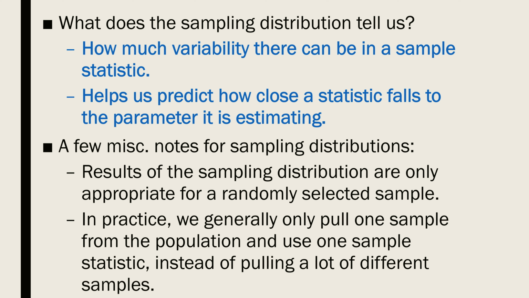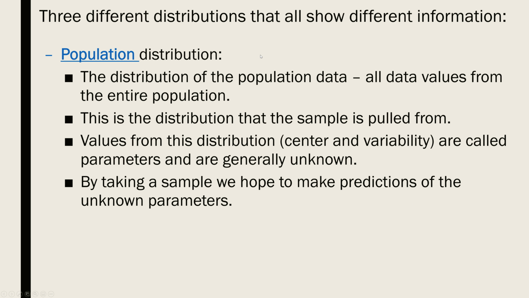Here are some useful notes on sampling distributions. Results of the sampling distribution are only appropriate for a randomly selected sample. In practice, we generally only pull one sample from the population and use one sample statistic instead of pulling a lot of different samples. Up to this point, we have learned 3 different distributions that all show different information.